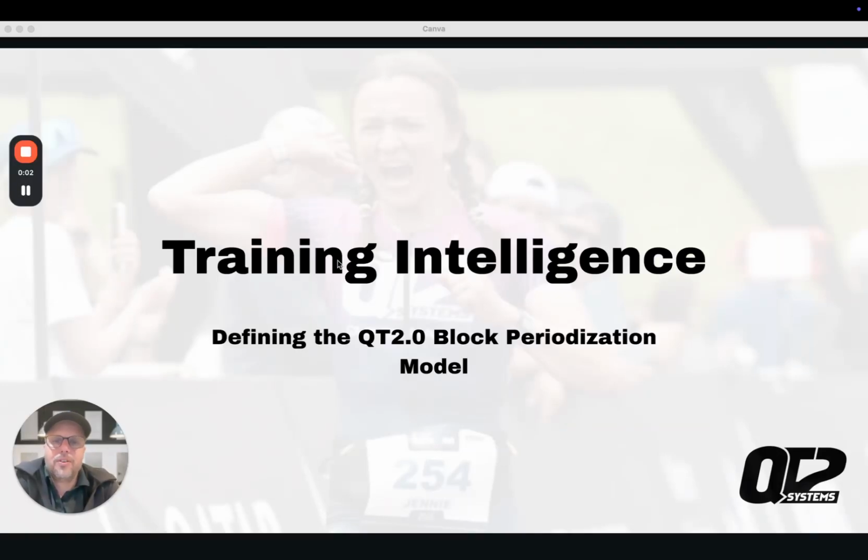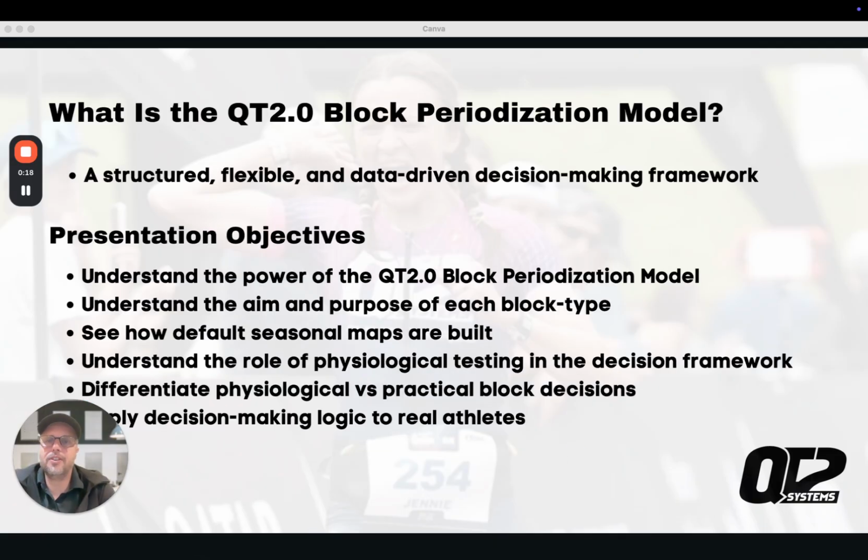Today, we're going to talk about training intelligence, defining the QT 2.0 block periodization model. This is going to be our first installment in a three-part series that I refer to as the training intelligence. So, what is the QT 2.0 block periodization model?